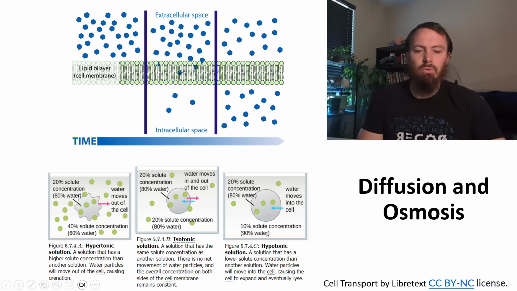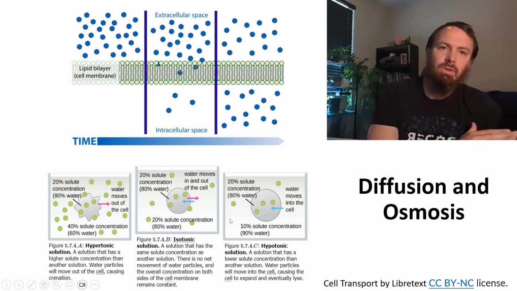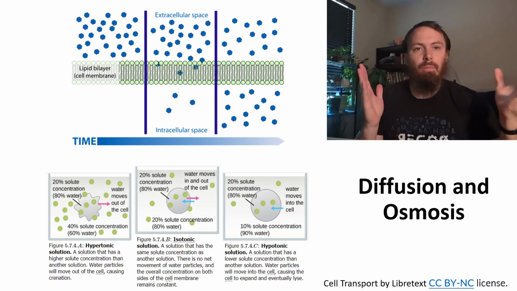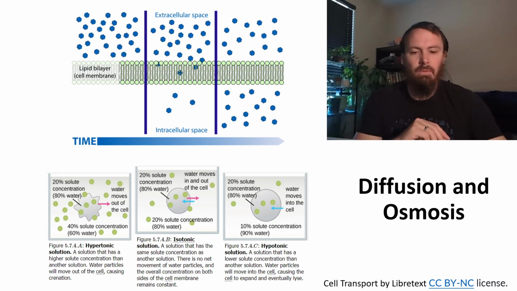Now in a hypotonic solution, the cell has a higher solute concentration than the outside, meaning there's now 80% water in the cell and 90% water outside the cell. In that case, water is going to want to move from the solution on the outside into the cell. And so it'll move into the cell here, and in some cells, this can cause it to blow up. It'll burst. In plant cells, they're protected because they have a cell wall.